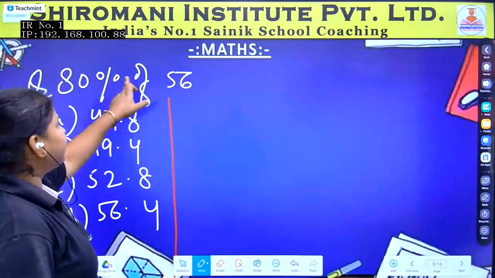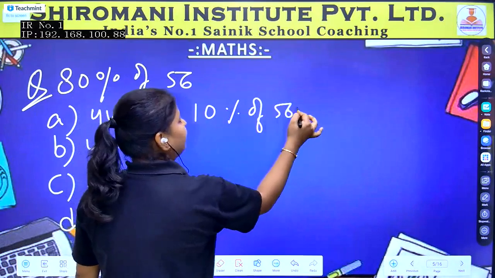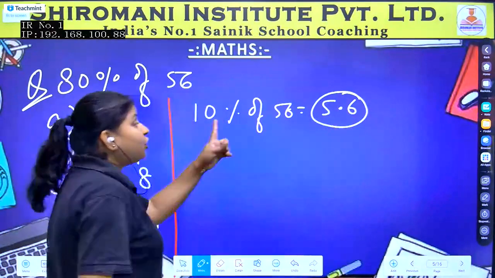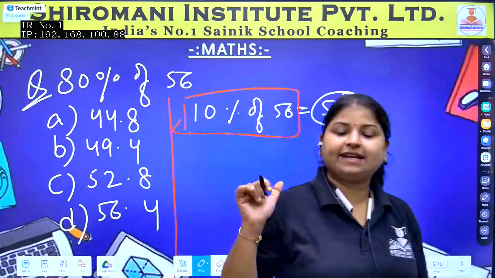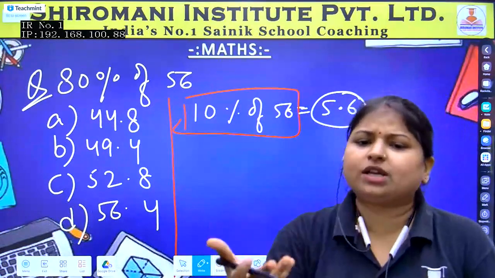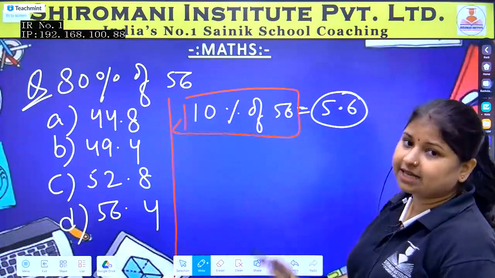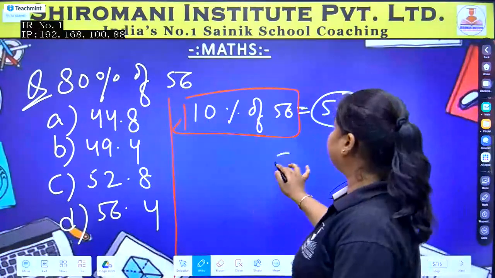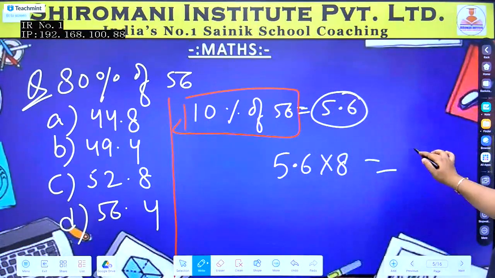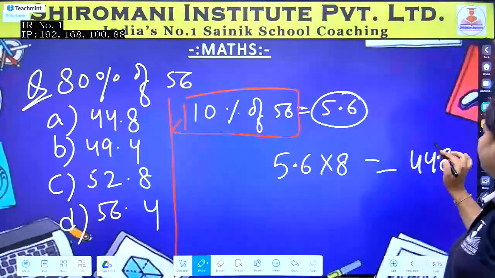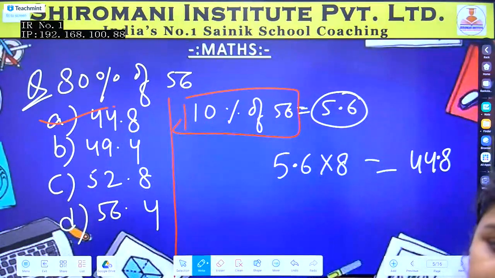See, 80% of 56, right? 10% of 56, I know it is 5.6. You don't have to write this. I'm writing it just to explain it to you. But when you are practicing, you need not write it. You can simply do it in your mind. That means 10% is 5.6, and you are being asked 80%. That means you will do 5.6 into 8. So how much did you get? 44.8, option 2.